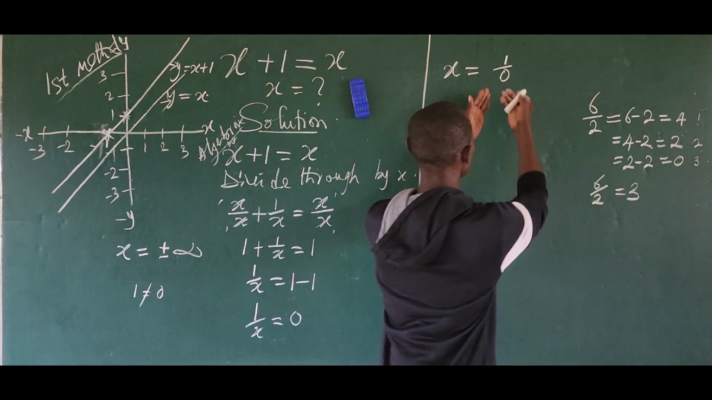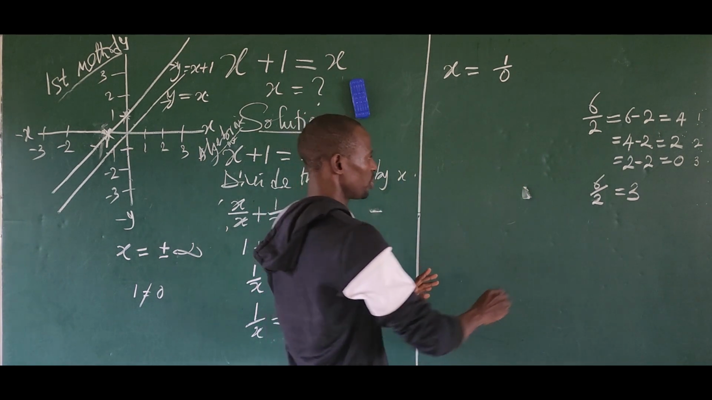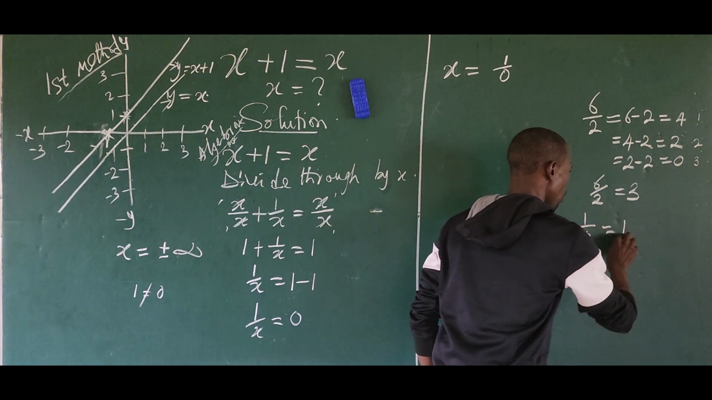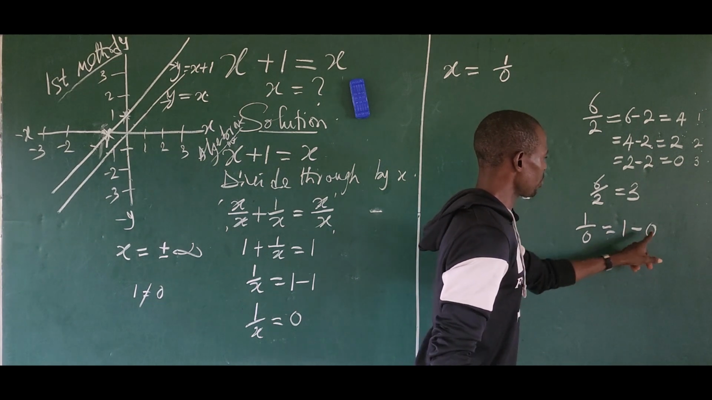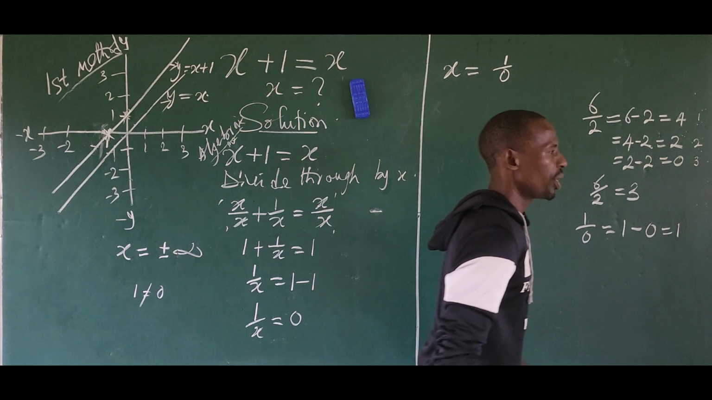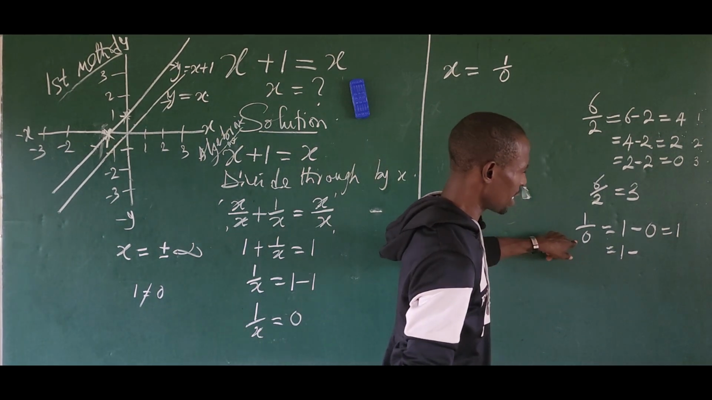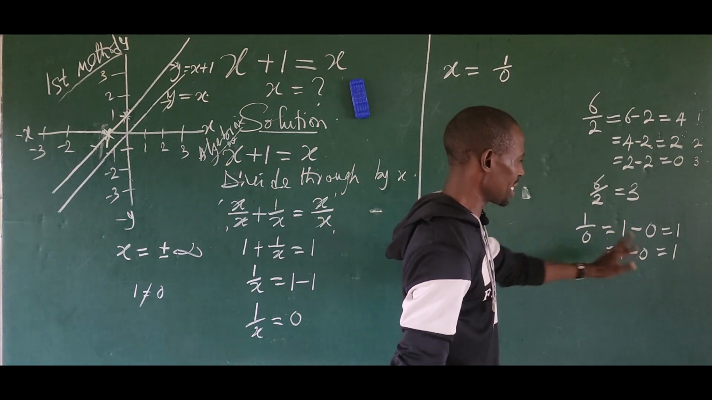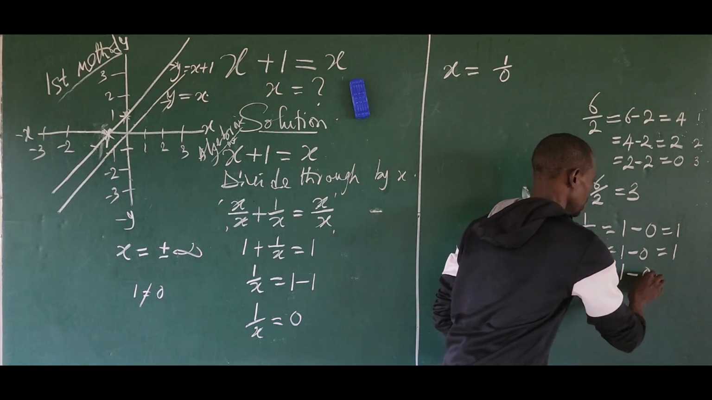Right? So if we come to this part of our question now, we are going to say 1 over 0 is equal to 1 minus 0. Good. If we have 1 minus 0, what will be the answer? This is going to give us 1. So we pick this 1 again, and 1 minus this 0 gives us 1. We pick this 1 again, and 1 minus this 0 again gives us what?